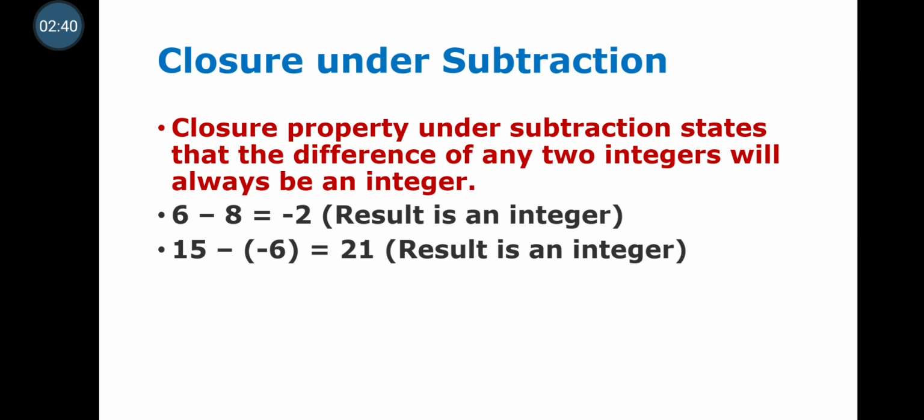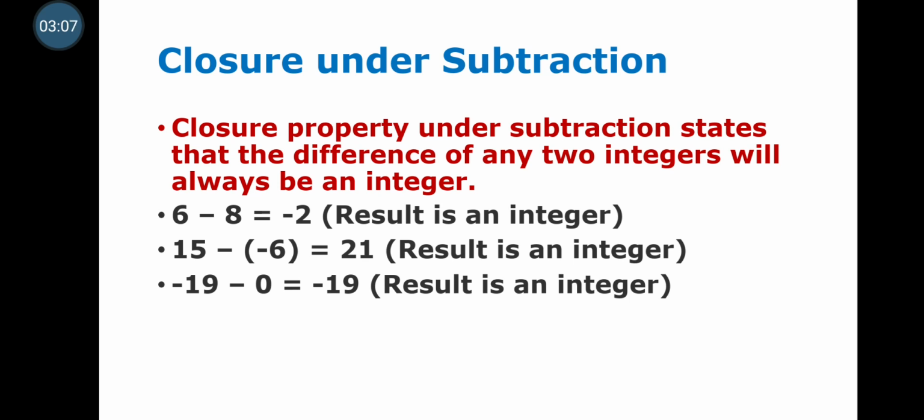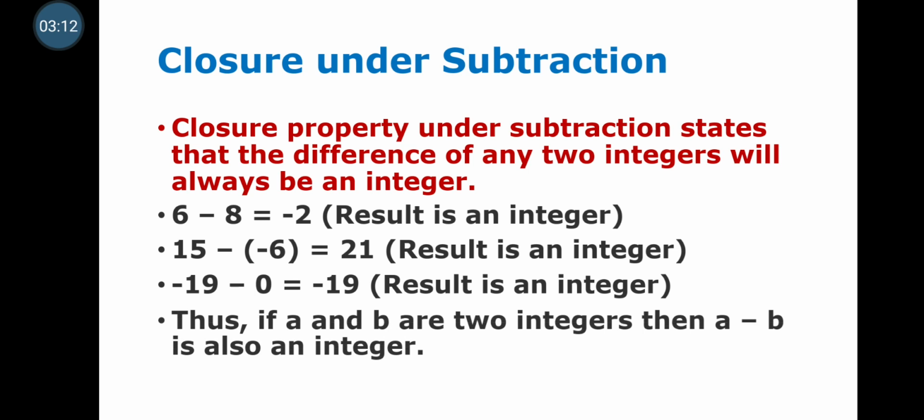Similarly, 15 minus of minus 6. For the subtraction property we are checking, you have one minus, and the second number is a negative integer, minus 6. When you have a minus outside the bracket, you make it plus. So 15 plus 6 equal to 21, which is also an integer. Minus 19 minus 0, you get minus 19 as the answer, which is also an integer. Thus, if a and b are two integers, then a minus b is also an integer.